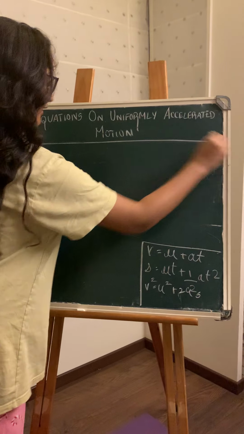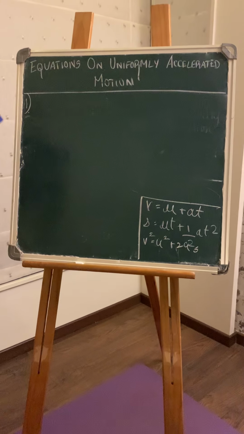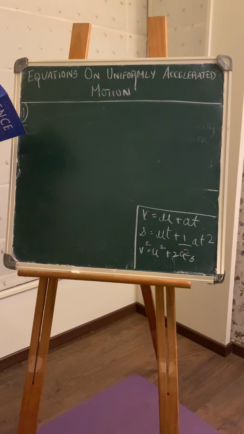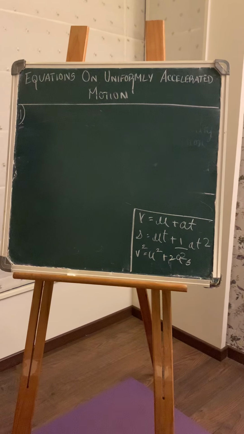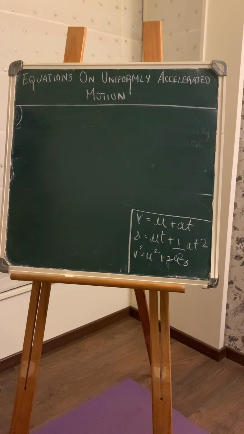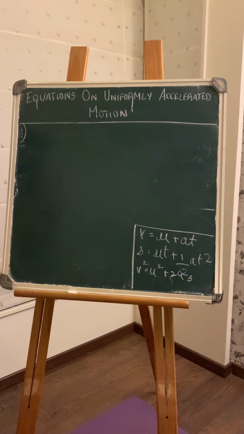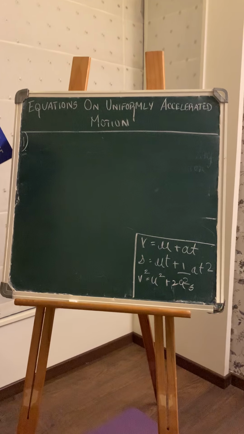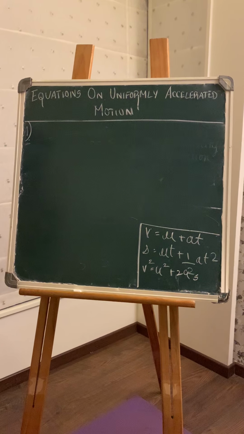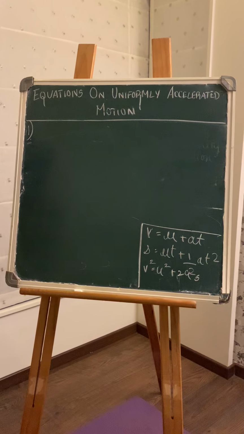So the first numerical says, a train starting from rest attains a velocity of 72 kilometers per hour in 5 minutes. Assuming that the acceleration is uniform, find 1. the acceleration and 2. the distance traveled by the train for attaining this velocity.